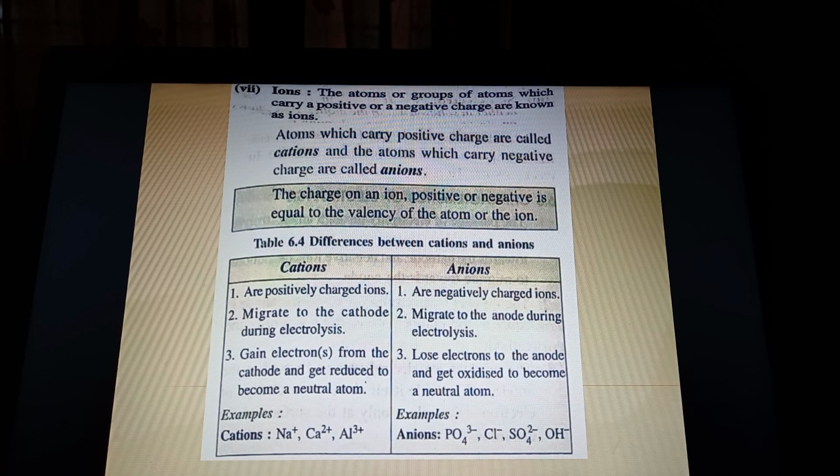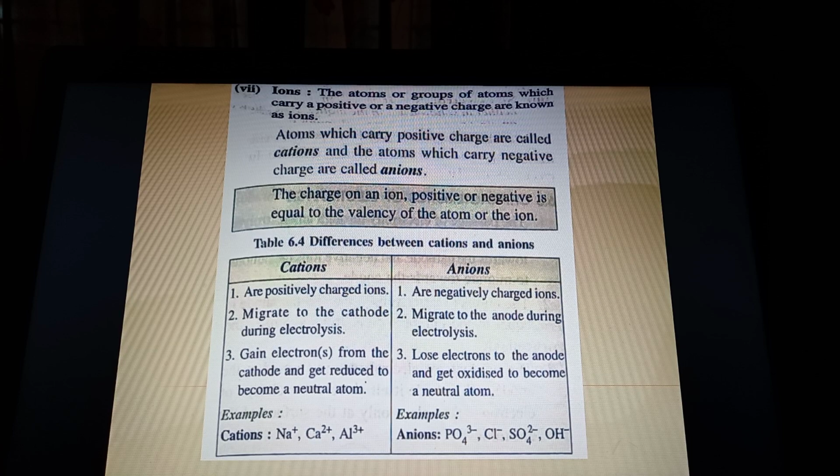So Ca2+ will be accepting 2 electrons because it has power 2. Ca2+ will get reduced because it is going to accept electrons. So Ca2+ will accept 2 electrons equal to the charge, and it will become Ca, neutral, and then it will get deposited on the cathode.